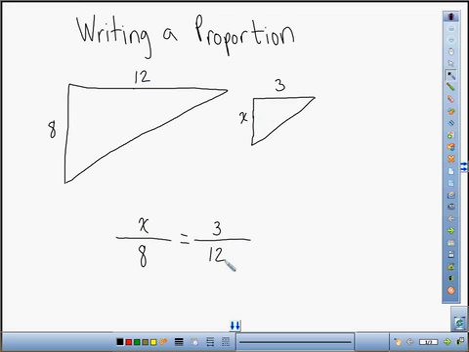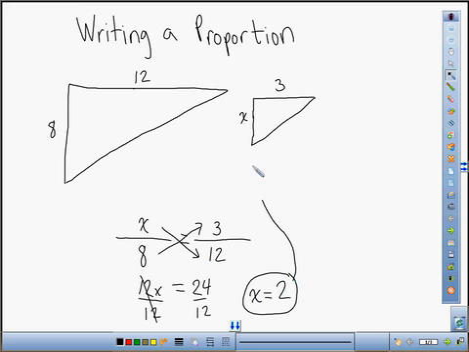So x times 12 is going to be 12x, and 8 times 3 is 24. And now we have a nice simple one-step equation. To get x by itself, I can just divide both sides by 12. My 12s will cancel out, and x is going to be equal to 2. So we know that that missing side of the triangle is actually 2.